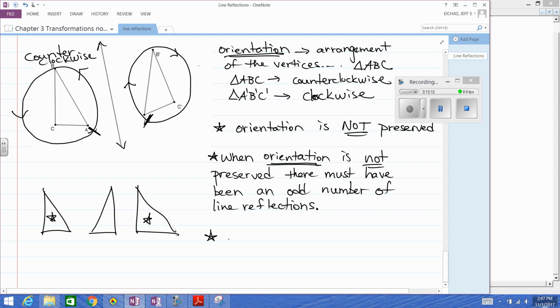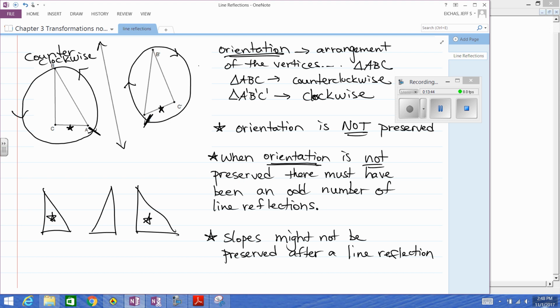Other properties that we use, such as slopes. The slope of this line, AC, is not necessarily going to be the same as the slope of A prime, C prime. So slopes don't have to be preserved, or might not be preserved after a line reflection. Okay, so there's a couple different things we look at with line reflections, with orientation, slopes, things like that. Those are your big ones. Look for those, and that's how we're gonna utilize that information later.